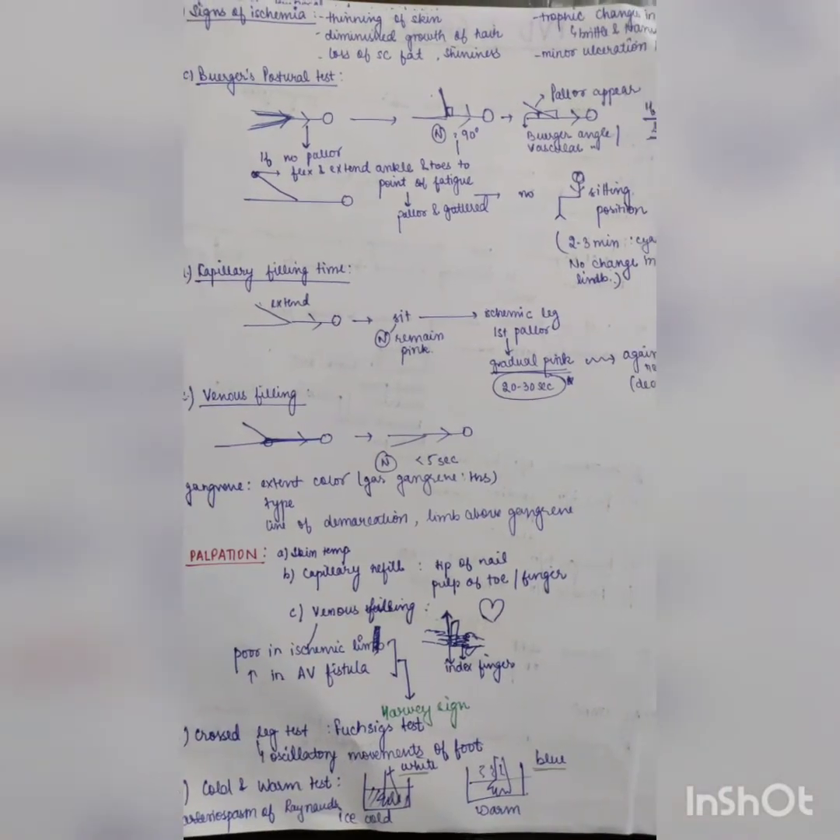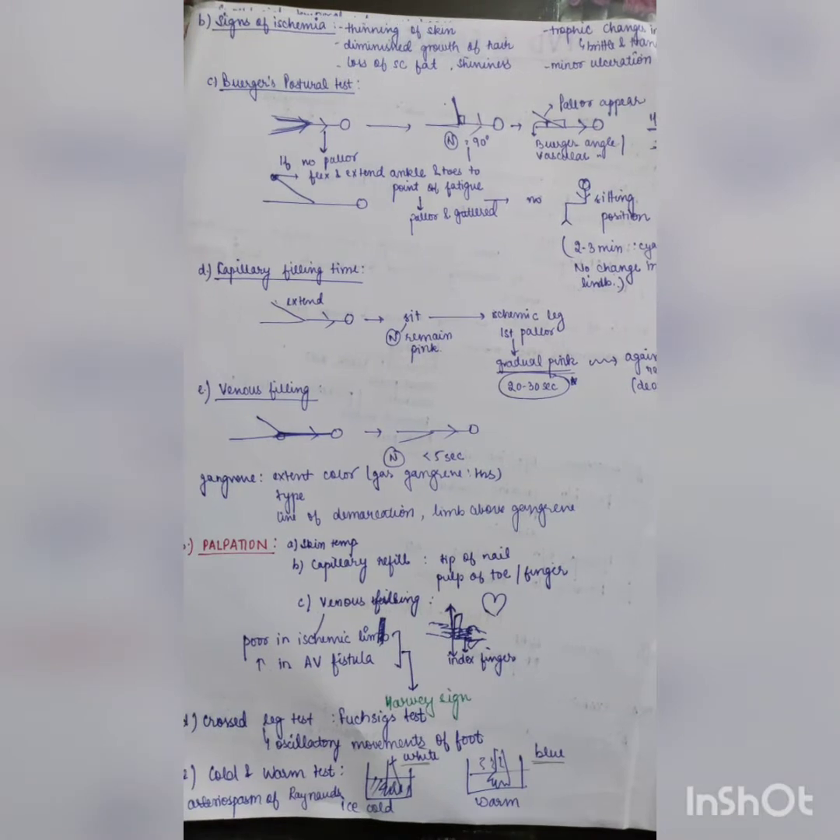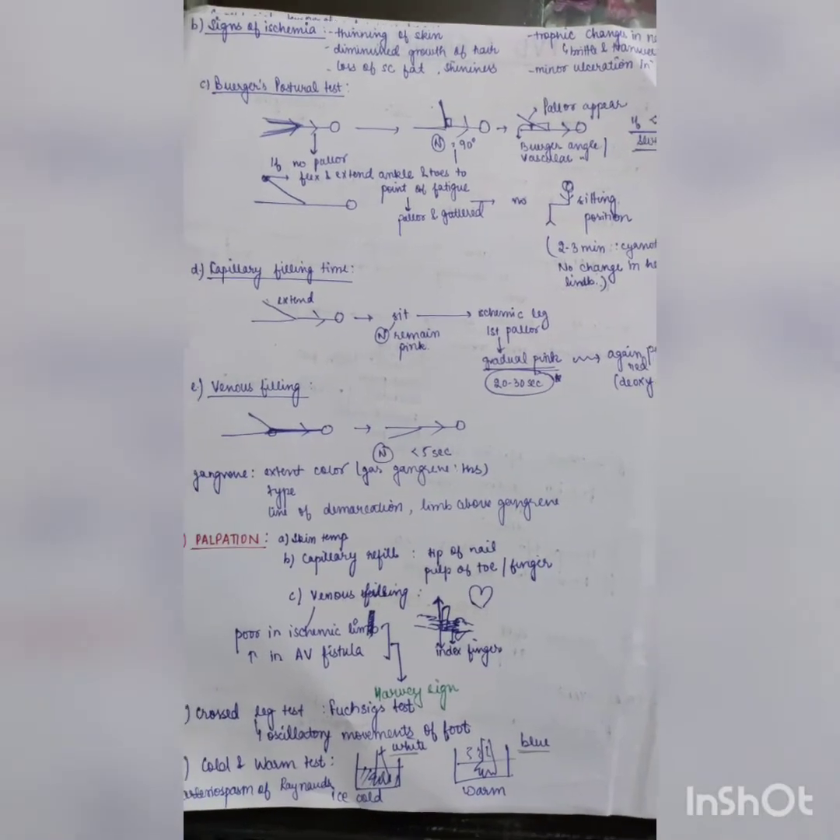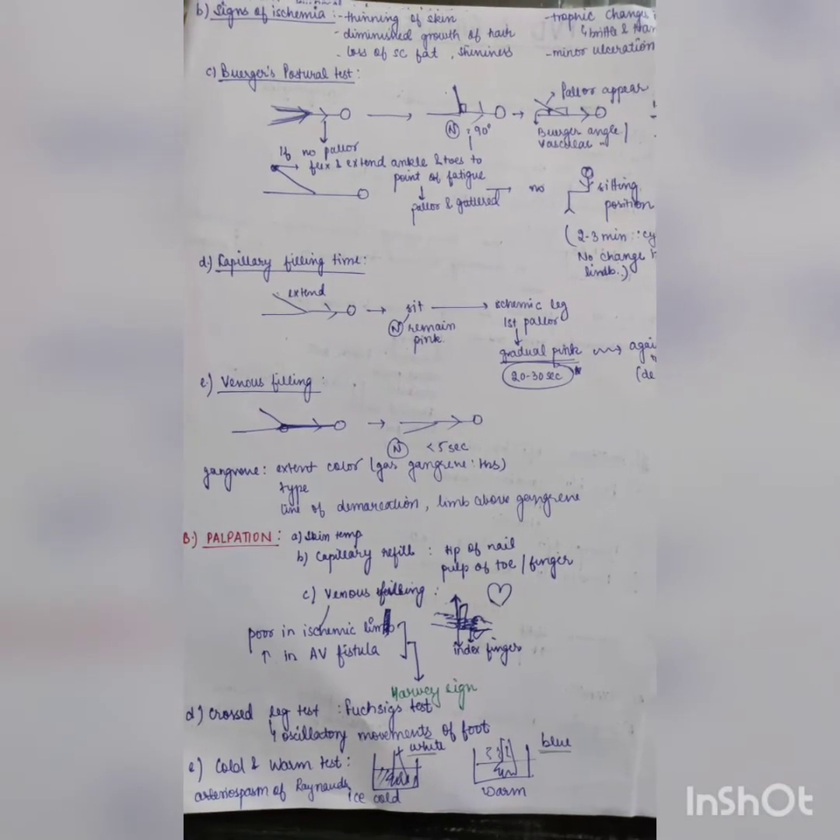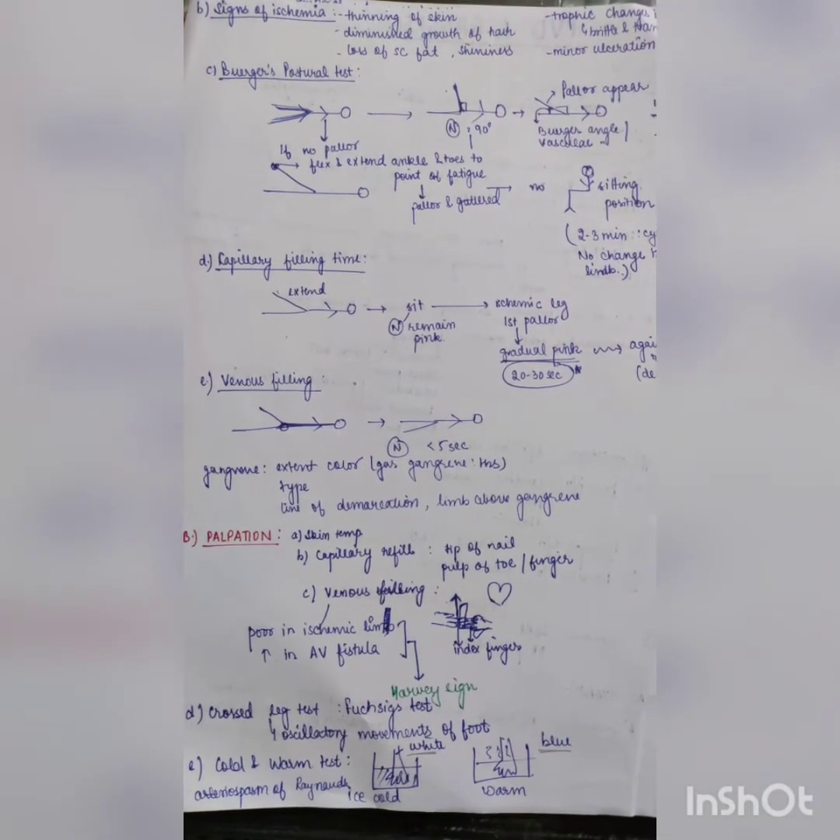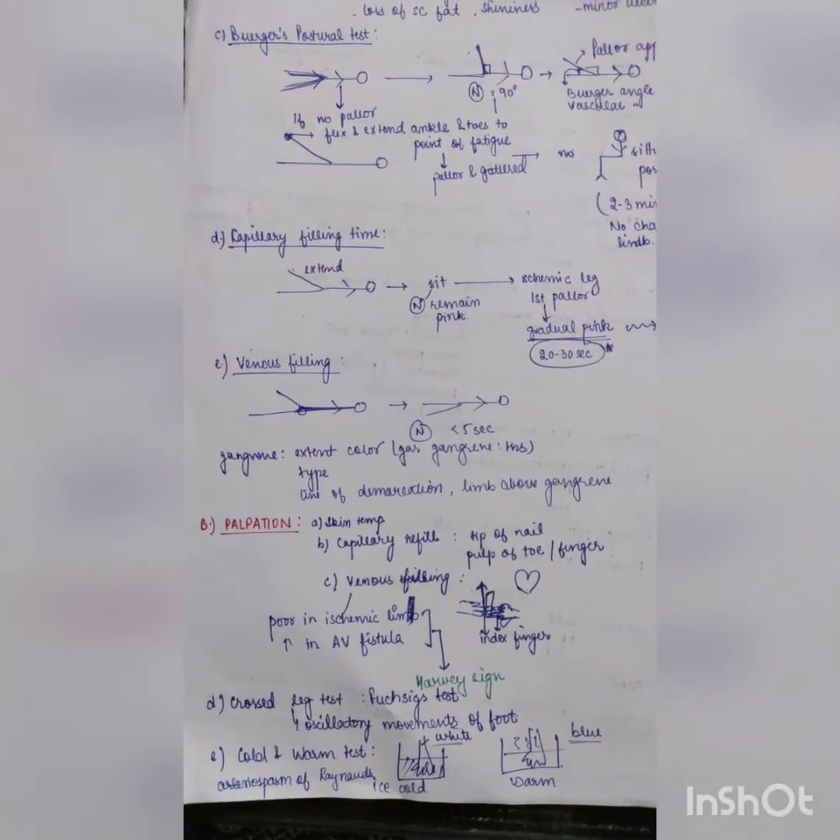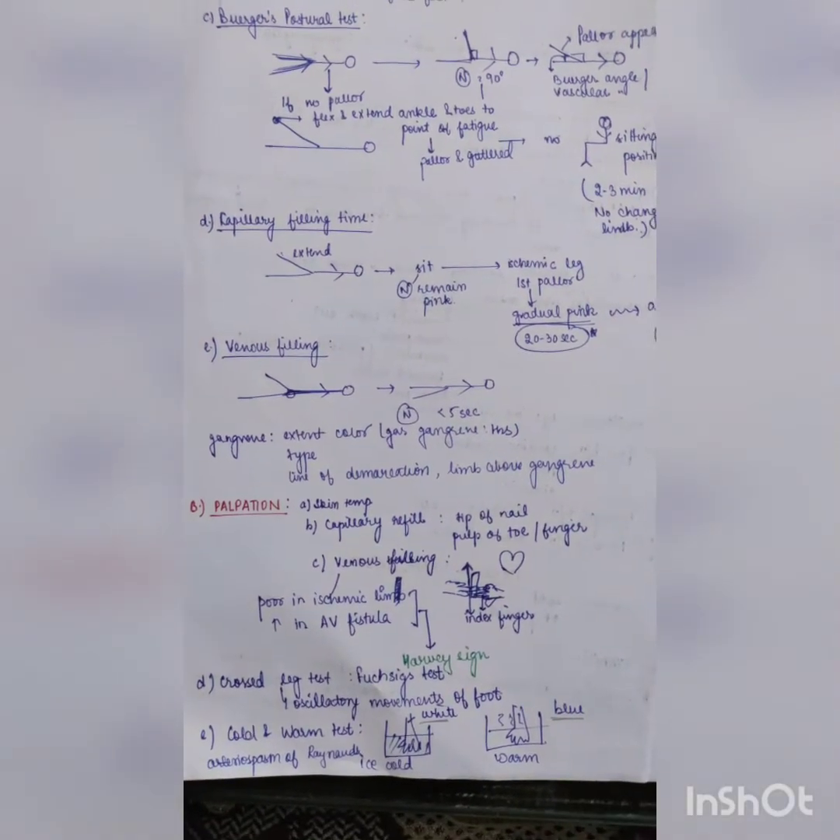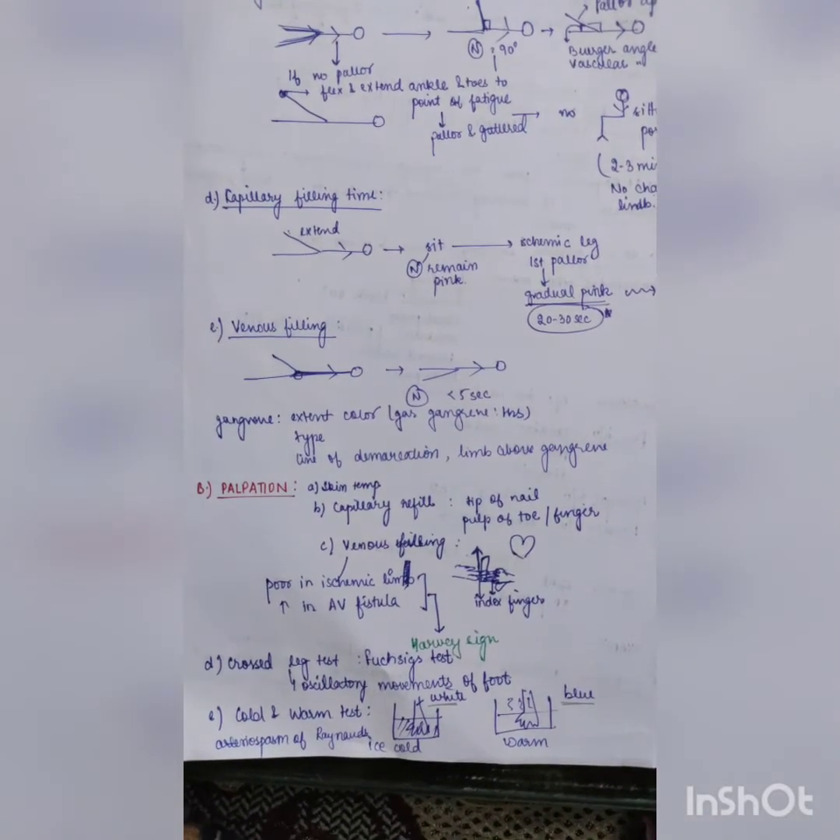Then is the capillary filling time. Next test is the venous filling test. And on palpation, we look for the skin temperature, capillary refill, tip of nail or pulp of toe, then venous filling. Then Fegan's test, which is the cross leg test. We note the oscillatory movements of the foot. Then cold and warm test.